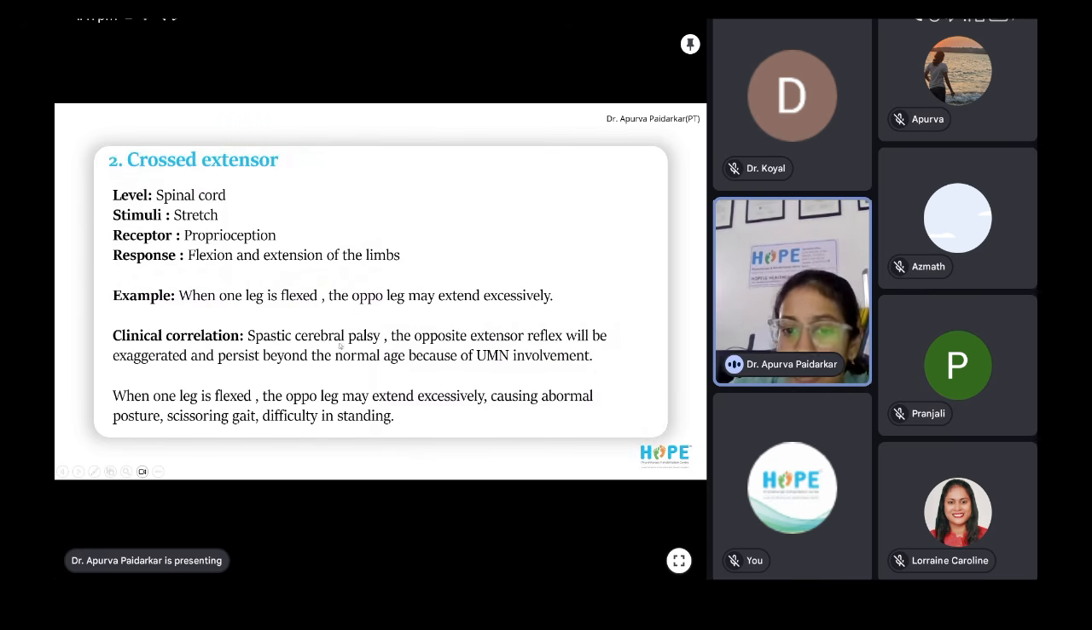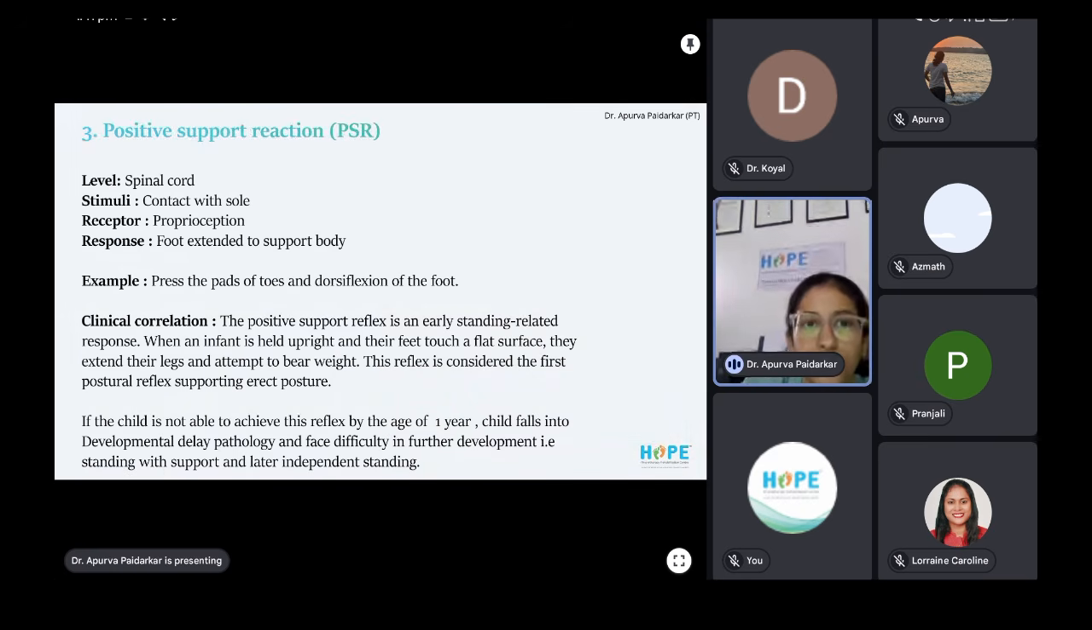In spastic cerebral palsy, the crossed extensor reflex will be exaggerated and persist beyond the normal age because of UMN involvement. When one leg is flexed, the opposite leg may extend excessively, causing abnormal posture, scissoring gait, and difficulty in standing. Third would be the positive supportive reaction.